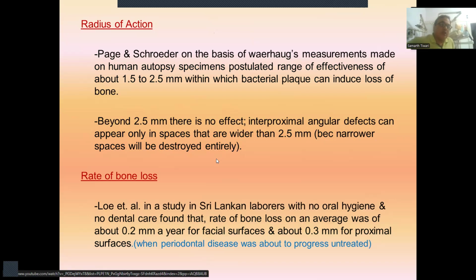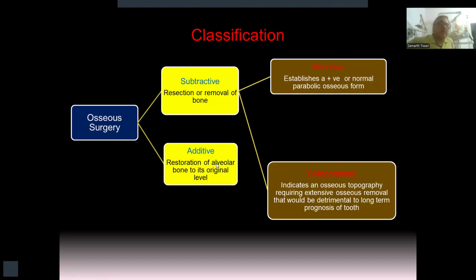Rate of bone loss: Löe et al., in a study in Sri Lankan laborers with no oral hygiene and no dental care, found that the rate of bone loss on an average was about 0.2 millimeter a year for facial surfaces and about 0.3 millimeter for proximal surfaces. Now, classification of osseous surgery.